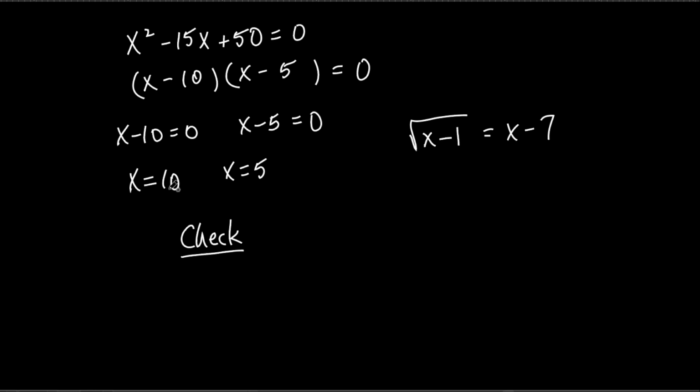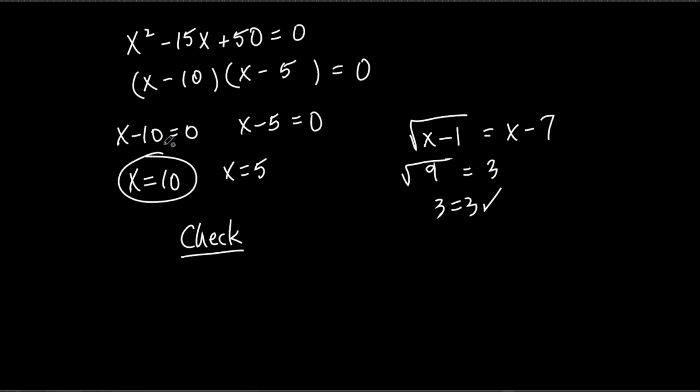Let's put in a 10 and see if 10 works. All right? So what do we get? We can do this in our head. What's 10 minus 1? 9 equals, what's 10 minus 7? Does the square root of 9 equal 3? Yes, that works. So I can circle x equals 10.